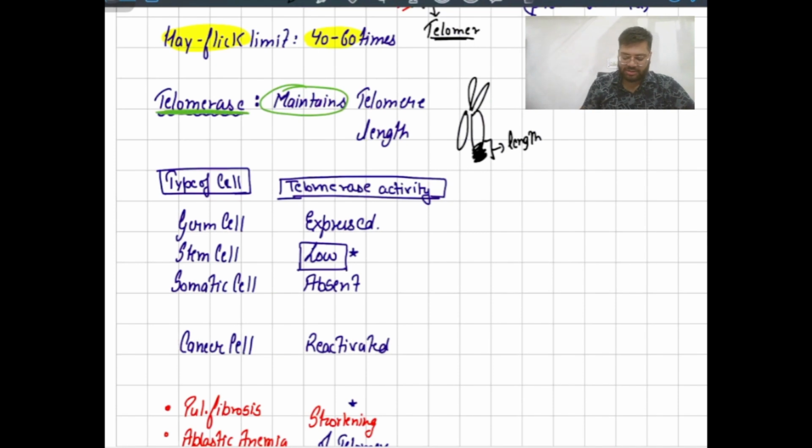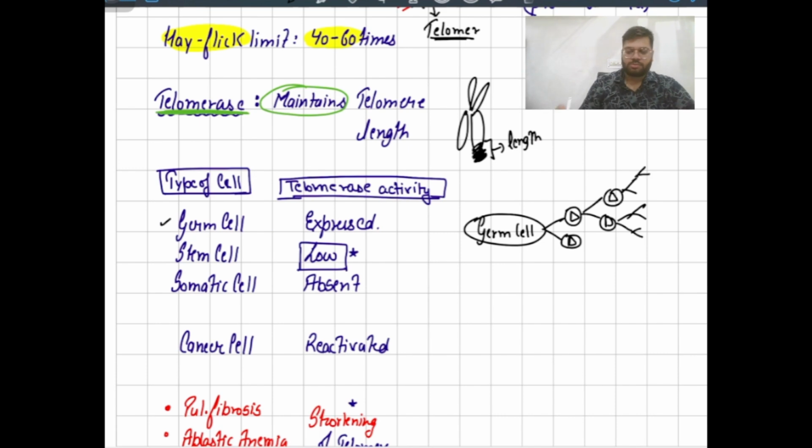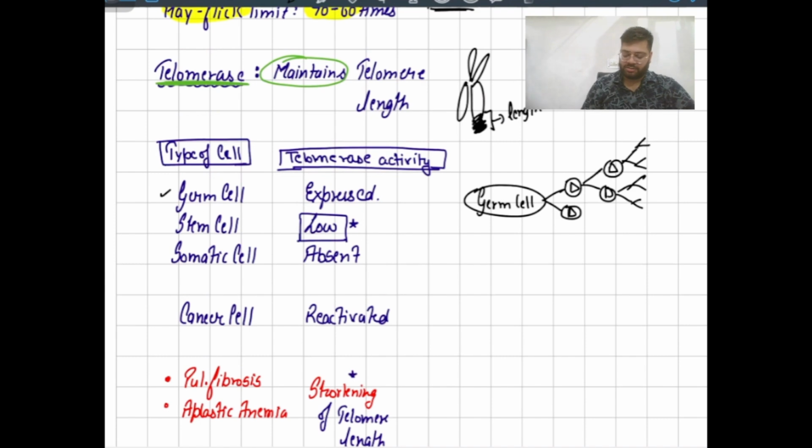Say there is a germ cell. The germ cell has work to divide. Say this is a germ cell. It will divide into two daughter cells. These daughter cells will divide again. Both daughter cells can divide. They both have potential. So this will go on. We know this. So here the telomerase activity is very well expressed. It needs to continually divide with the same potential, so we need telomerase activity.